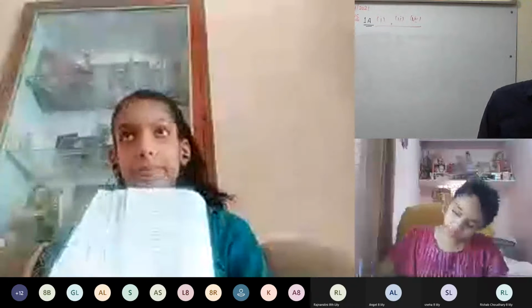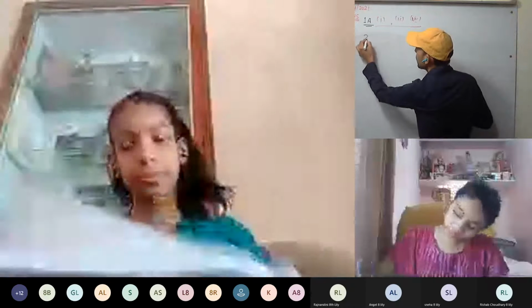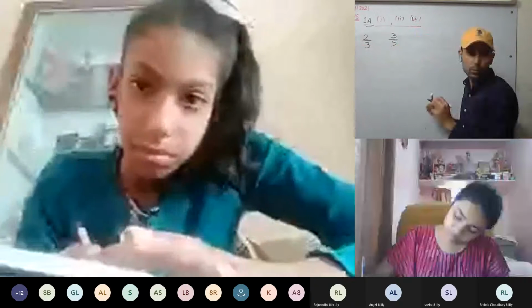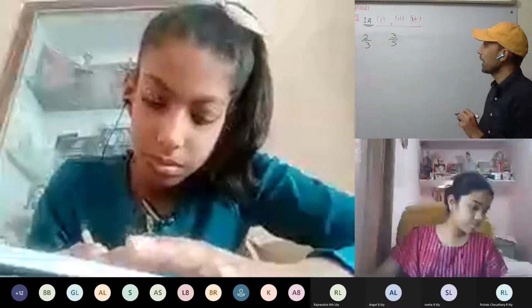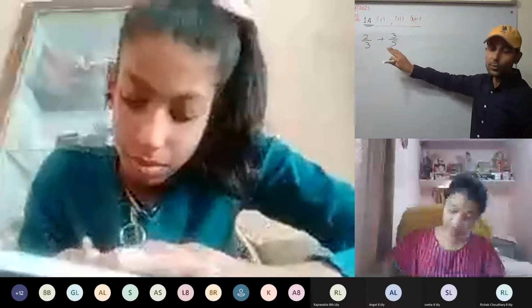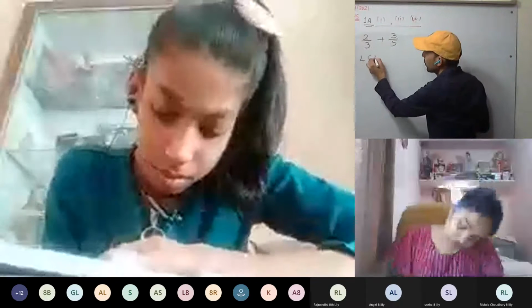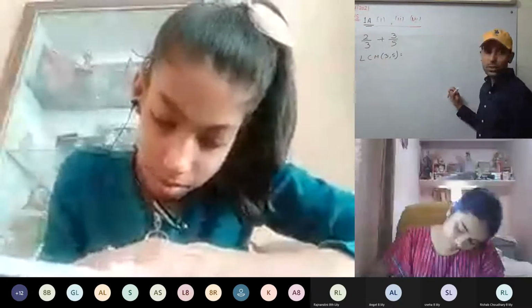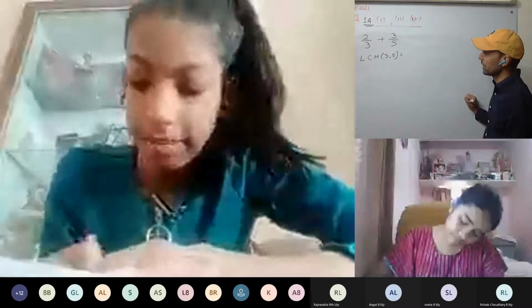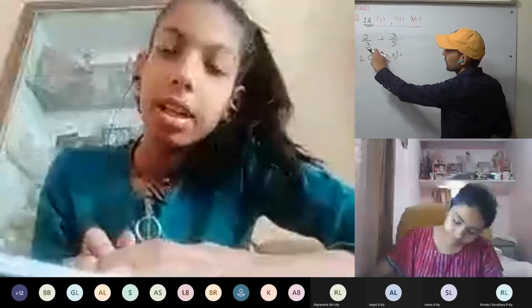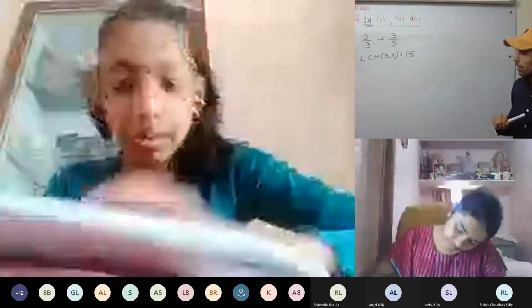So we are having 2 by 3 and 3 by 5. We have to add these numbers. So plus, now as we see denominators are not same, we have to take the LCM. So LCM of 3 and 5, how much will it be? Least common multiple we have to find. The smallest number which is a multiple of 3 and 5. 15 is the least common multiple.